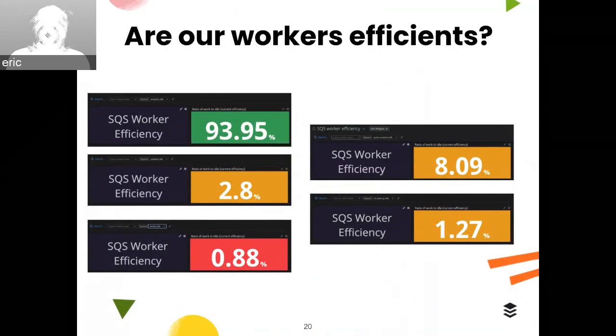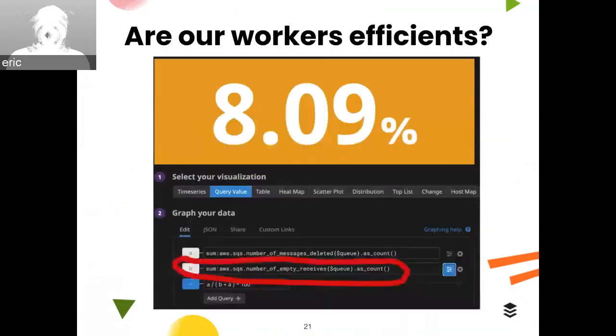But the thing that I was curious about was the formula he used to calculate it. He used two metrics. He used the number of messages deleted. The number of messages deleted is when you grab a message from the queue, you process it, and you delete it. So this is like a full job, right? So this is good. And the other metric he used was the number of empty receives.